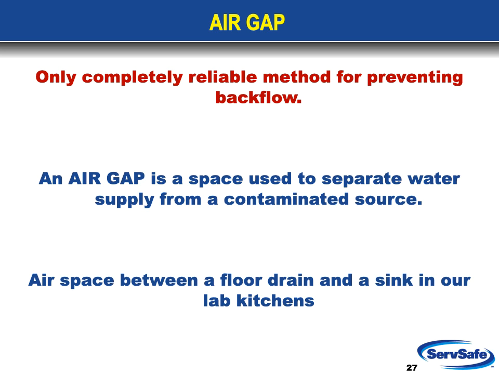The only completely reliable method for preventing backflow is creating an air gap, which is an airspace used to separate a water supply outlet from any potential contaminated source. A properly designed sink typically has two air gaps to prevent backflow. There's one between the faucet and the flood rim, and the other between the drain pipe of the sink and the floor drain.